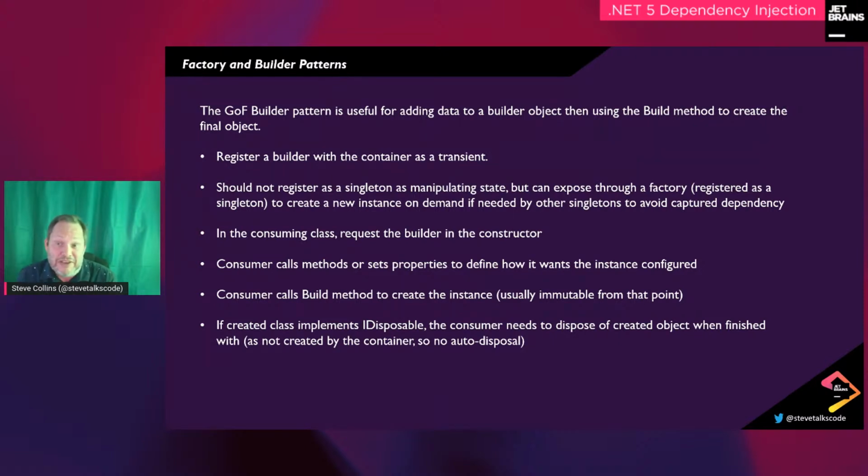Once we've got our configured builder with everything that we want, we've set all our properties, we can then call the build method to go and create our instance. Now, typically, that resulting instance will be immutable because you've done all your work in building it up.